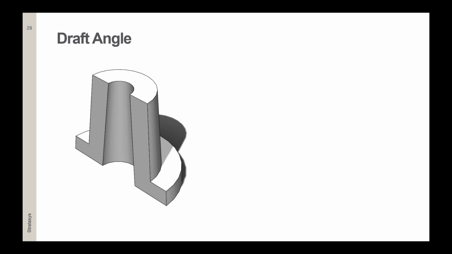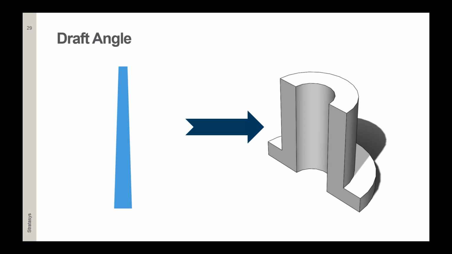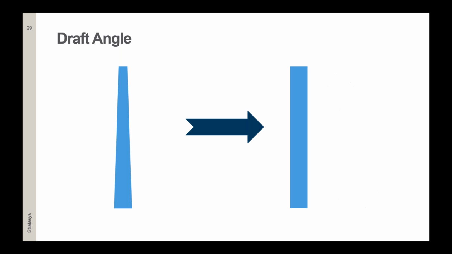Next, we have draft angle. If you've been designing for injection molding, you may be used to draft angle, and if looking from the side, the walls look something like this. But it's not required for FDM technology. So you can have, as we learned before, or should design, straight walls if possible.